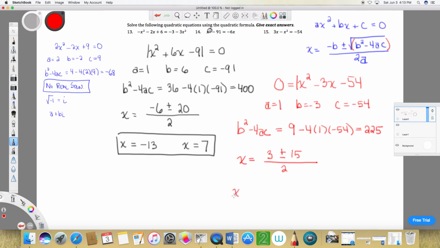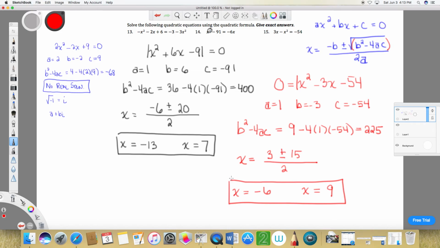So this gives us two solutions. 3 minus 15 is a negative 12, and half of negative 12 is negative 6. 3 plus 15 is 18, and half of 18 is 9. So these are the two solutions I get there.